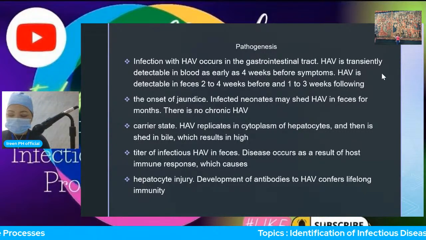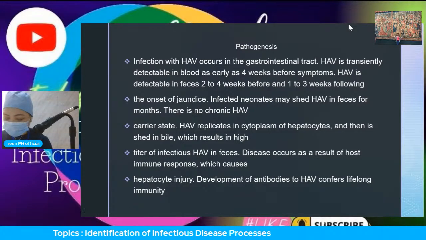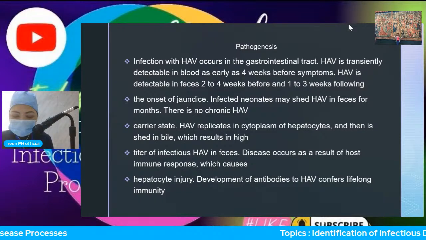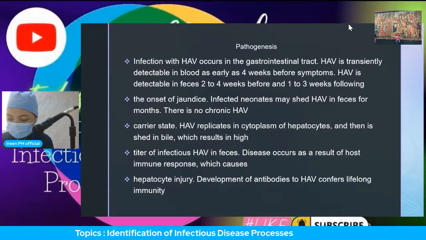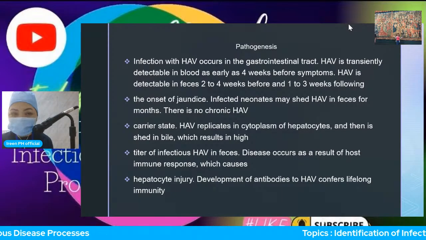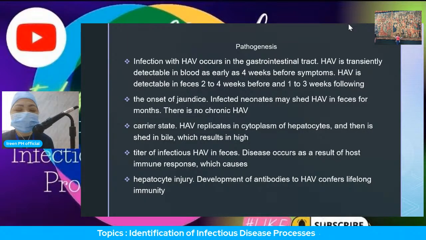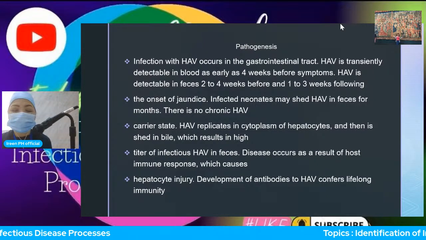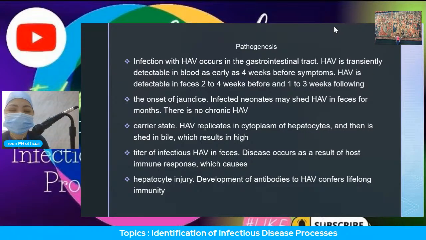Pathogenesis. What is pathogenesis? Pathogenesis is the manner of development of a disease. In Tagalog, paano mo nade-develop yung isang sakit? Paano siya ma-develop? Okay, pathogenesis.